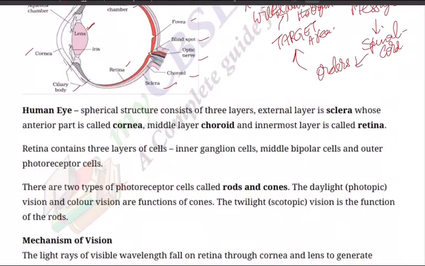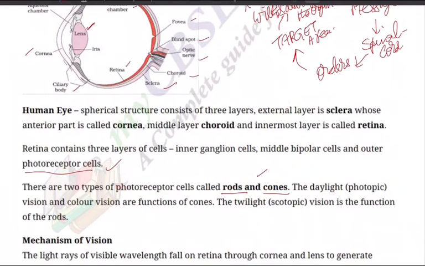So the spherical structure consists of 3 layers. The external layer is the sclera, whose anterior part is called the cornea. The middle layer is the choroid, and the innermost layer is called the retina. The retina contains 3 layers of cells: inner ganglion cells, middle bipolar cells, and outer photoreceptor cells. There are two types of photoreceptor cells called rods and cones.